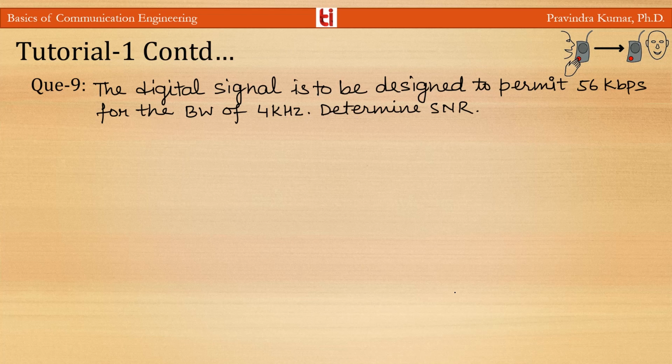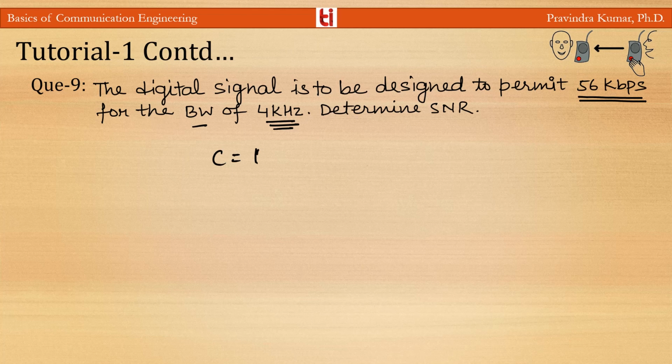Now the next question, the digital signal is to be designed to permit 56 kbps for the bandwidth of 4 kHz. Determine the SNR. Question is similar to the previous question. Here the capacity of the system is 56 kbps. We have to design a system which has the capacity 56 kbps, and the bandwidth is 4 kilohertz. And so for this design, what should the SNR be?